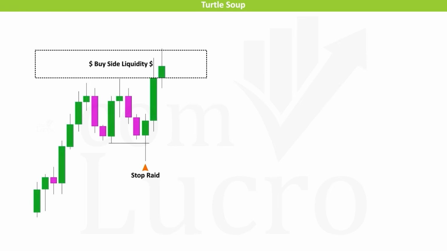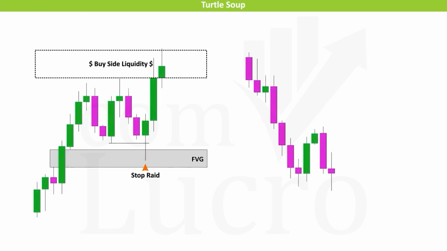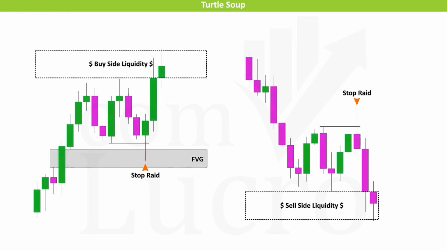A high-probability bullish turtle soup setup occurs when price raids liquidity below a recent swing low while remaining positioned above a bullish fair value gap. In this case, the market sweeps sell-side liquidity, triggering stops from retail traders, but holds above a key demand imbalance. Similarly, a bearish turtle soup forms when price raids liquidity above a recent swing high while resting below a bearish fair value gap, signaling that buy-side liquidity has been collected before a potential move lower.